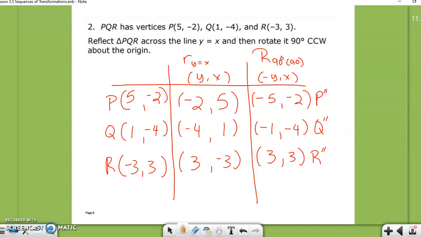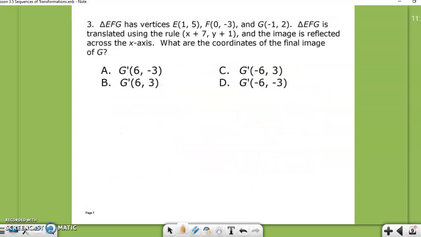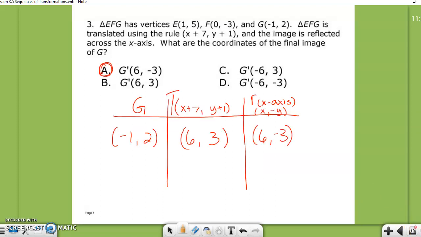After you check it, I want you to complete this one. Notice it is a multiple choice question, and it's asking what are the coordinates of the final image of G. So even though they've given you E, F, and G, I would set up a chart just for G. Pause the video and try. Come back and check your work.